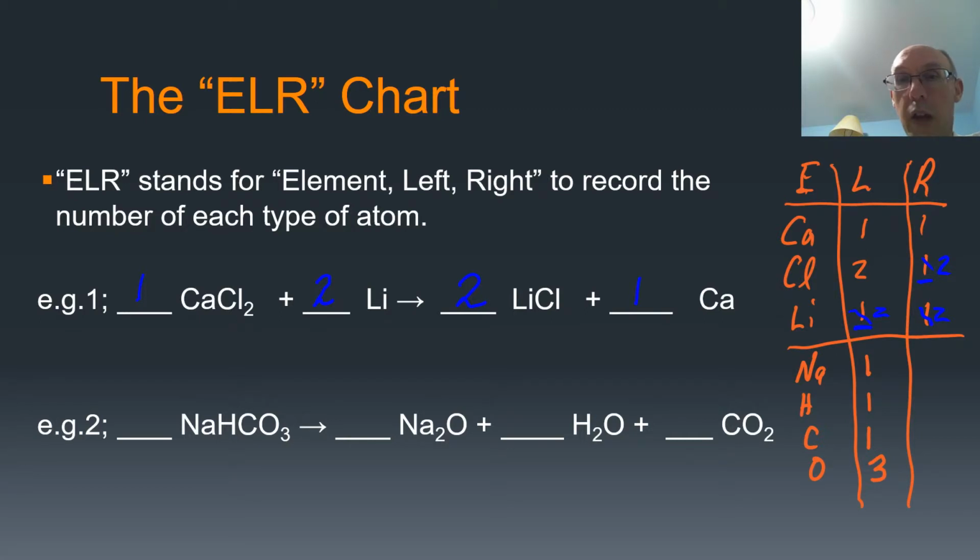On the right-hand side, we have 2 sodium because of that subscript of 2. We have 2 hydrogens because of the subscript on the hydrogen. We have 1 carbon, so it looks like carbon is nicely balanced. Oxygen, we have to be really careful because there's 1 in the Na2O, 1 in the H2O, and 2 in the CO2 for a total of 4.